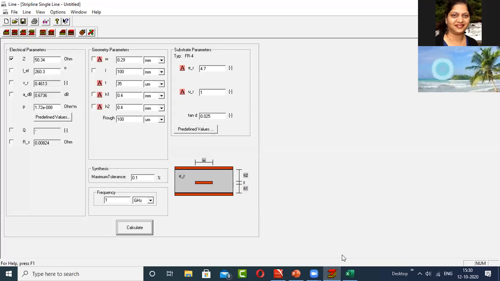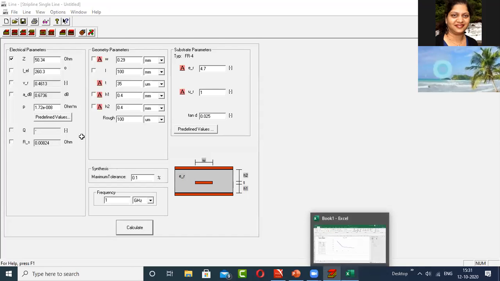As I said, if the line is symmetric, symmetric means what? If I divide this transmission line in two parts, and the reference line is this central conductor, and the upper part and the lower part are separated by the same gap, then the line is symmetric. But if you are manufacturing an asymmetric line, that is H2 is different than H1, then what happens? That we will see.